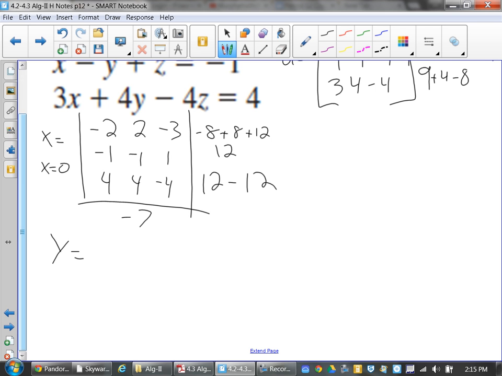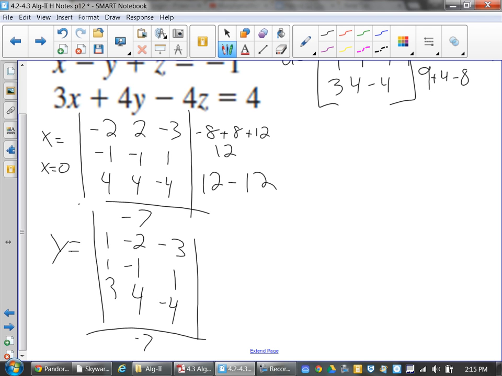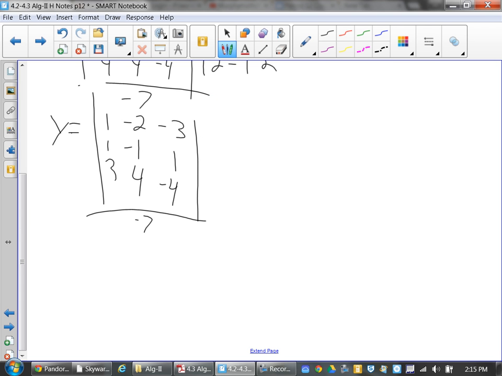Y column. So you come up with 1, 1, 3 for the x. I need to put the solution column in next. So that's -2, -1, and 4. The z column is -3, 1, -4. I have to divide all that again by -7 and move this up some.